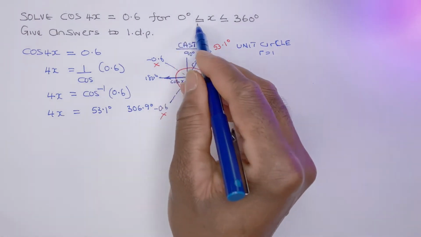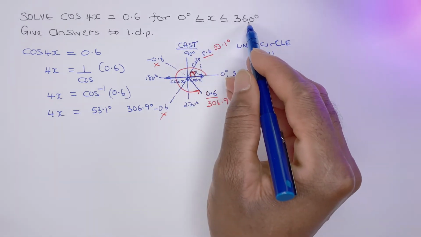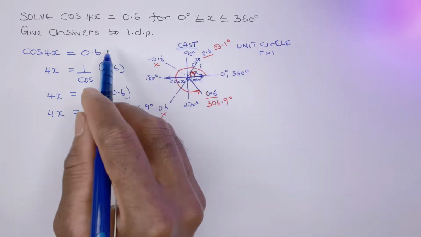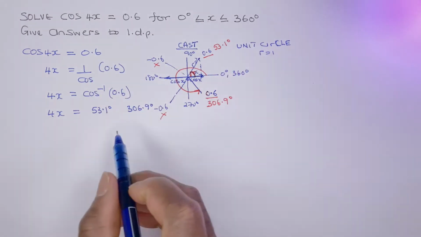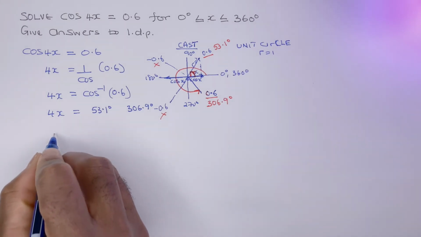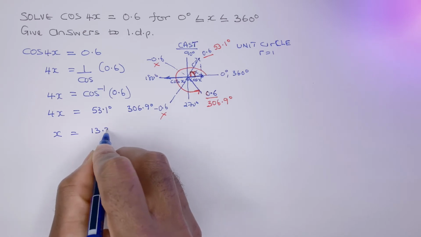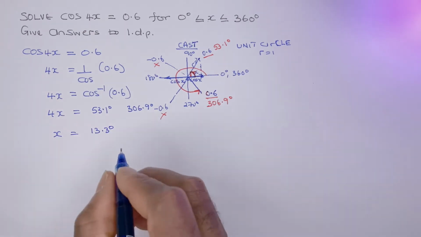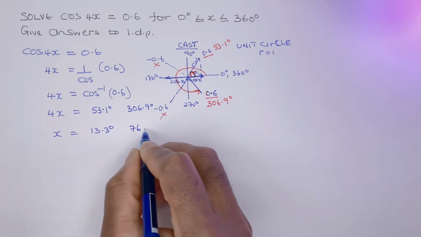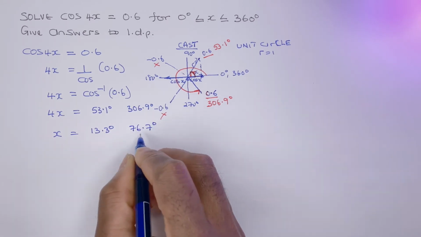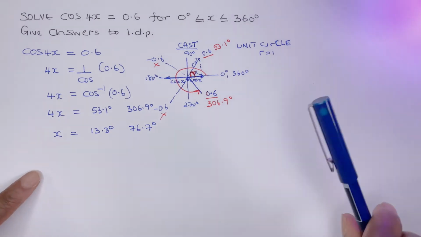Otherwise, we have to multiply all that by 4 for 4x. So to make this 4x, you have to times that by 4, times that by 4. But the question wants us to do 0 to 360 degrees. So we have to divide this by 4. So x equals 13.3 degrees if you divide that by 4. And if you divide that by 4, it will be 76.7 degrees. So those are the two values we need.